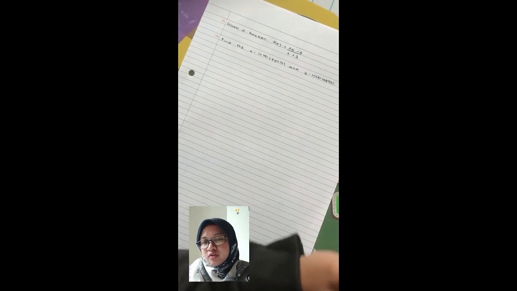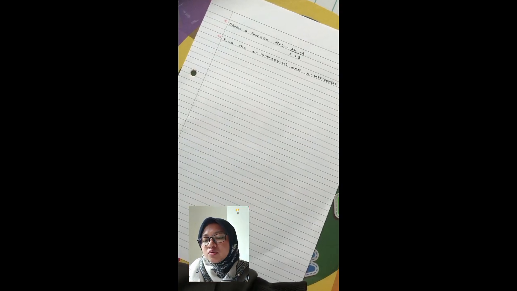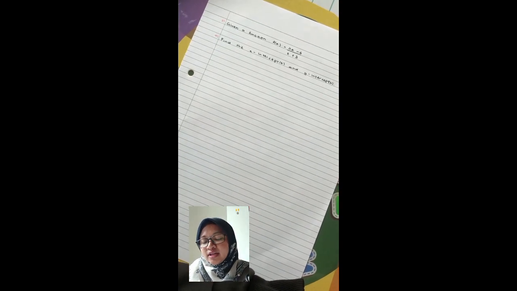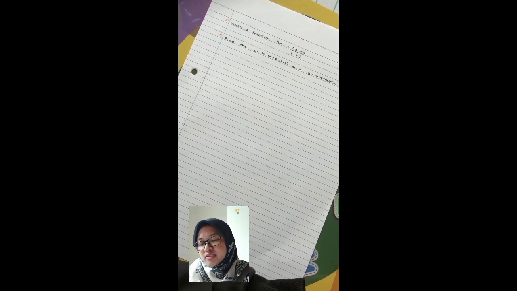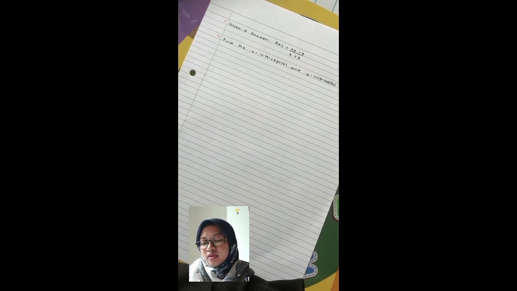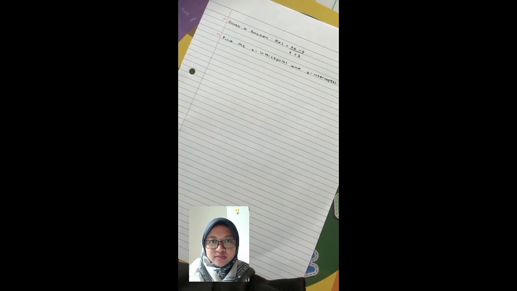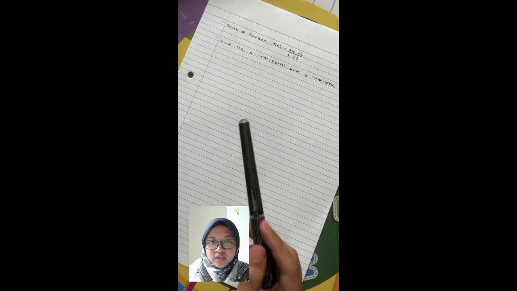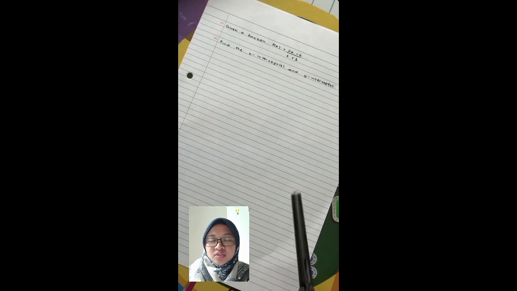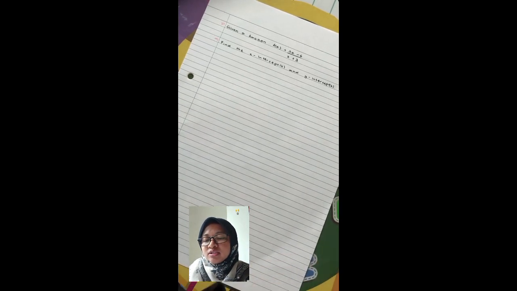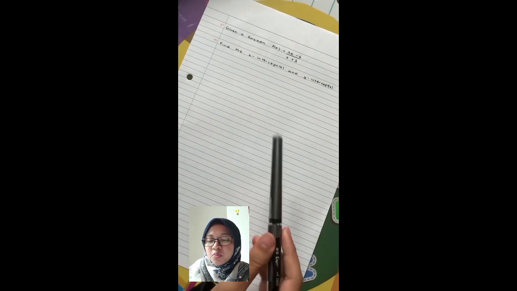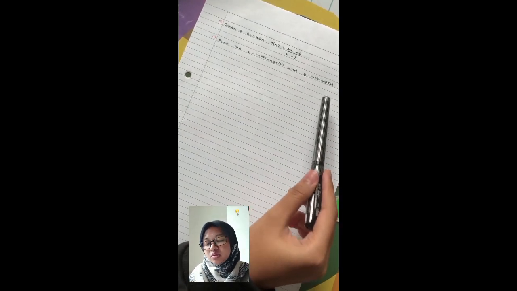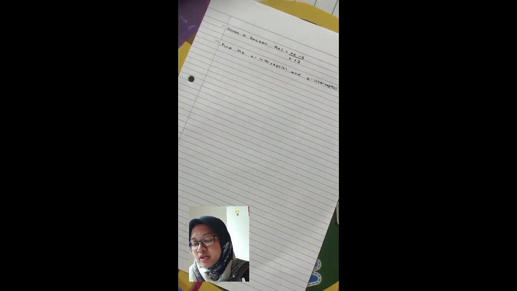Question 5. Given a function f(x) equal to 2x minus 6 over x plus 3. So we go through question A. Find the x-intercept and y-intercept. Before we go through the question, we have to know the basic knowledge that for the x-intercept, the y value must be equal to 0, and for the y-intercept, the x value must be equal to 0. So it's like vice versa.